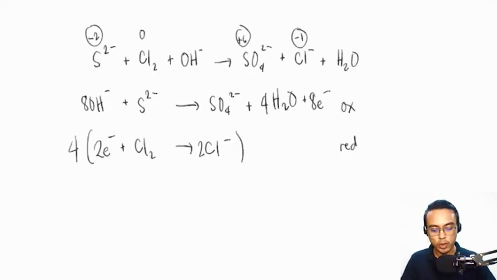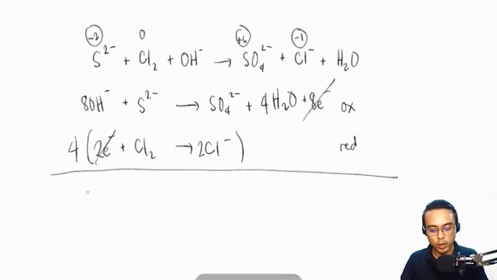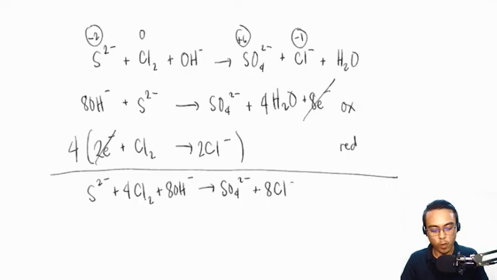Adding the two equations, electrons cancel. So we have S2- plus 4 Cl2 plus 8 OH- yields SO4 2- plus 8 Cl- plus 4 H2O. Let's check if it's still balanced in terms of mass and charge. In terms of mass, sulfur is balanced 1:1. Chlorine is balanced, that is 8:8. Oxygen is also 8:8. And hydrogen is also 8:8. So the masses are balanced.